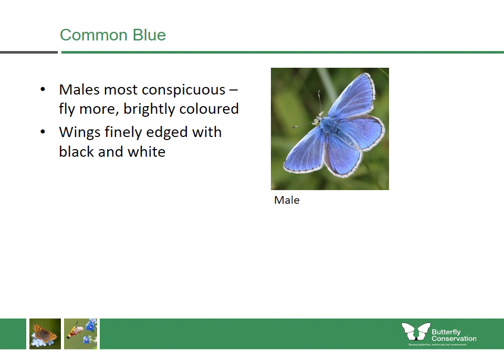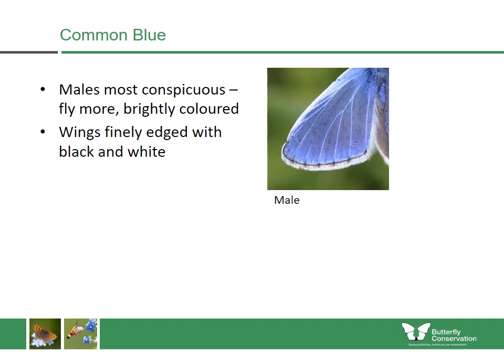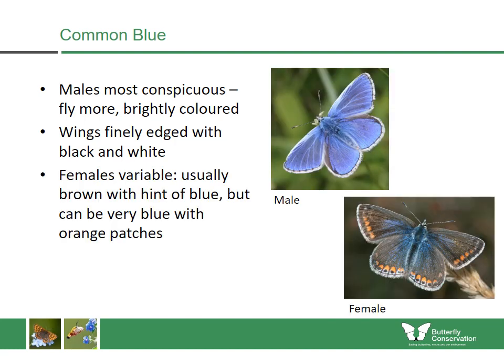The wings are finely edged with black and white, just like this. This can help you to separate them from the holly blue butterfly, where the wings have more black towards the edges of the wings. The females are more variable though. They're usually brown with a hint of blue, but they can also have these orange patches as well. However, some females are much bluer in appearance than the one in the photograph here.